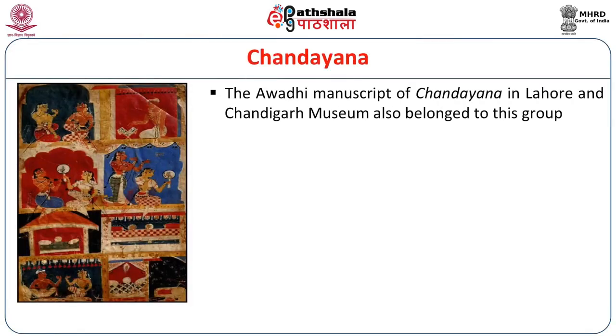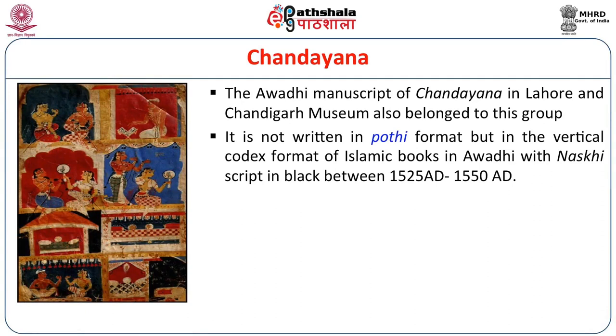Now next to this group, which is very important, is Chandayana. The Awadhi manuscript of Chandayana in Lahore and Chandigarh Museum belong to this group. Now this is one manuscript which is not in a pothi format, that is the horizontal format, but in a vertical codex format of Islamic books or Quran of that time, and it is written in Awadhi but in a Naqshi script in black between 1525 and 1550.